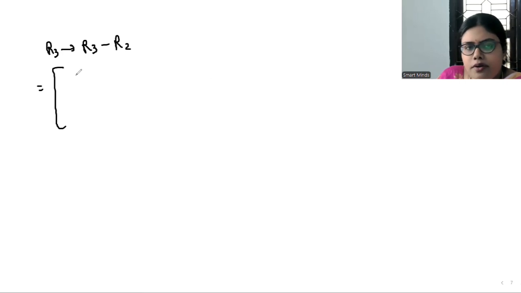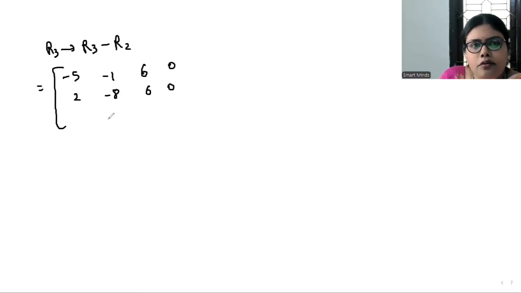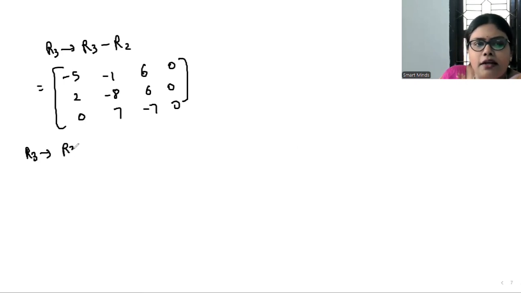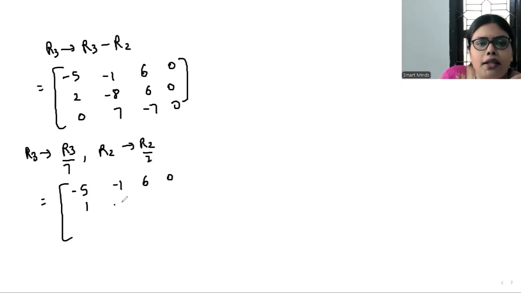So first and second rows are the same: [-5, -1, 6 | 0], [2, -8, 6 | 0], then [0, 7, -7 | 0]. Then R3 is R3 by 7 and R2 is R2 by 2. So the first row we are not changing. Second row, let us divide by 2: [1, -4, 3 | 0]. And third row, let us divide by 7: [0, 1, -1 | 0].